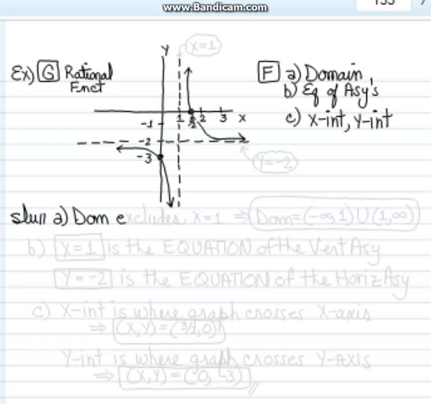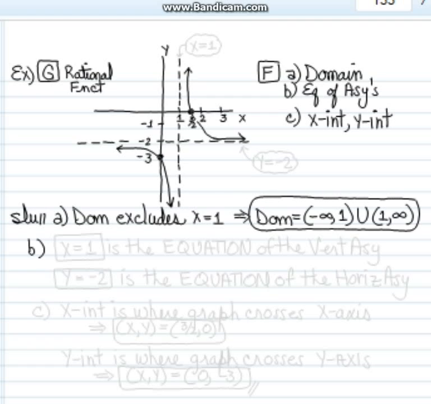The domain is just going to exclude one x value. As you can see, the graph never touches the value that corresponds to x equals 1. So that means we're going to write interval notation that excludes only the number 1. Open interval from negative infinity to 1, union together with the open interval from 1 to positive infinity.